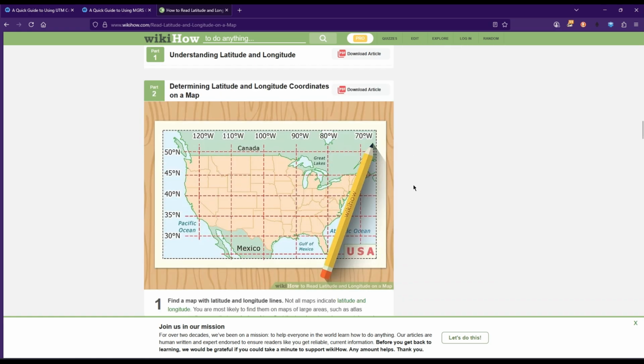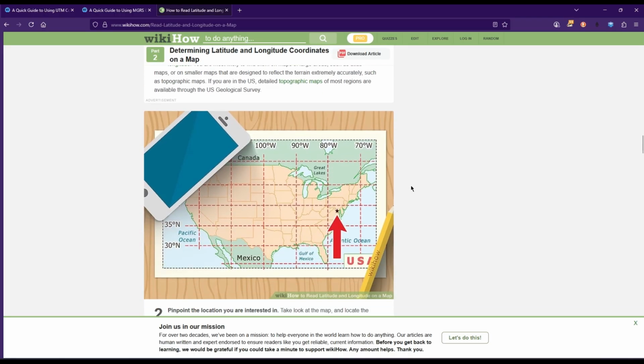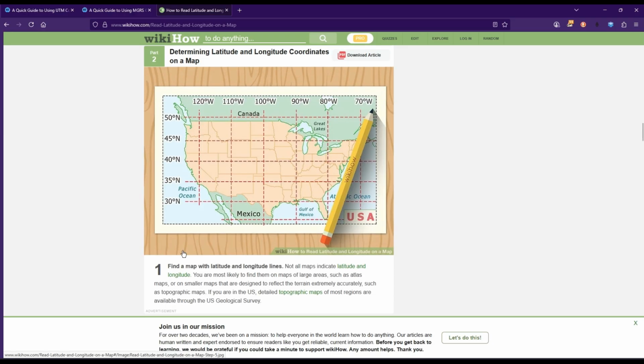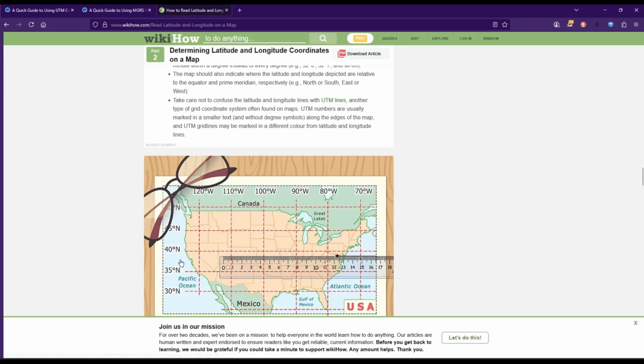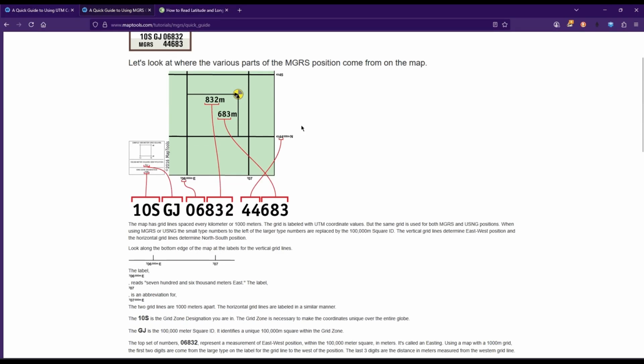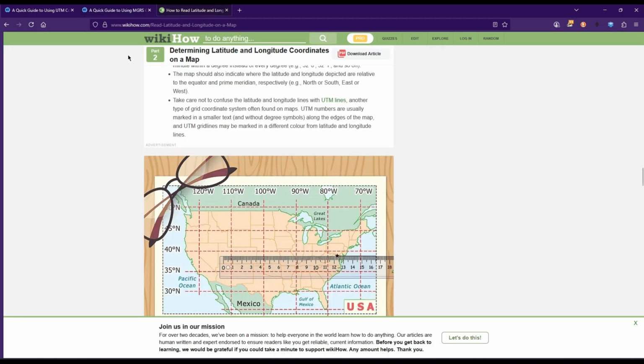All right. So the other thing that's different about latitude and longitude is in latitude and longitude, you get your northing first, which is your latitude, and then you get your easting, which is your longitude. And in UTM and MGRS, it's the opposite. You get your easting first, and then your northing, right? See, in this one, the 06, we're talking about east or west, and then 44, we're talking about north or south. But then in lat and longitude, they're swapped.